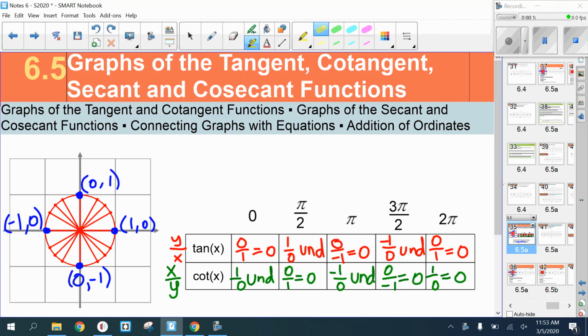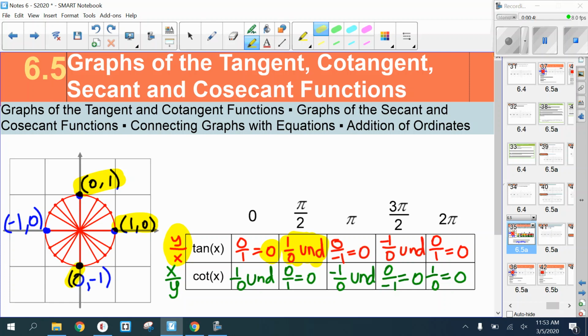But we already know that tangent is y over x. So if you look at the different angles here, specifically look at an angle of 0. If you do y over x, you're going to get a value of 0. But if you go to pi over 2 and you do y over x, you get 1 over 0, which is undefined. That's kind of a big deal on a tangent curve to get an undefined, okay?